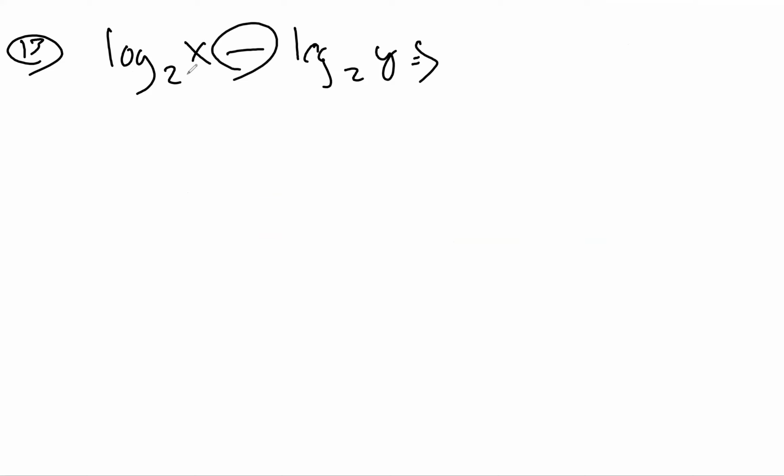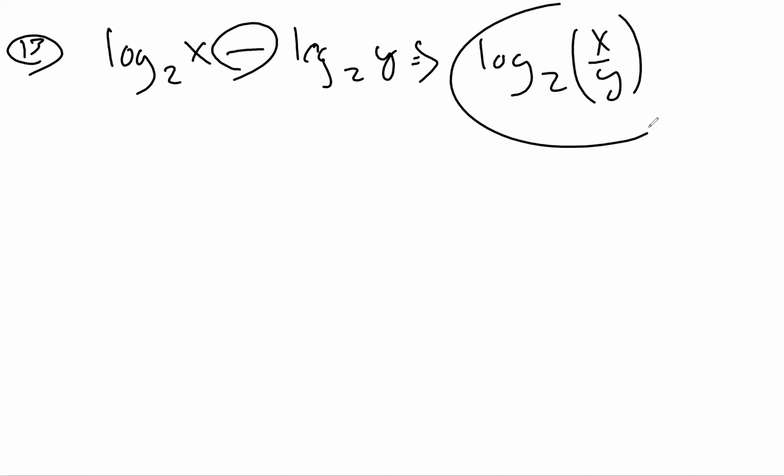Okay, how about this one? Log base 2 of x minus log base 2 of y. Because I have a subtraction sign, what am I going to turn this into? Division. And what's going to go on top? x. What's going to go on bottom? y. Okay, so I'm going to have log base 2 of x divided by y. Ta-da! You guys are killing it.